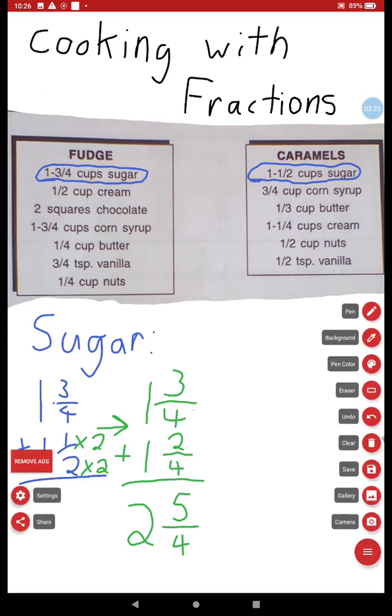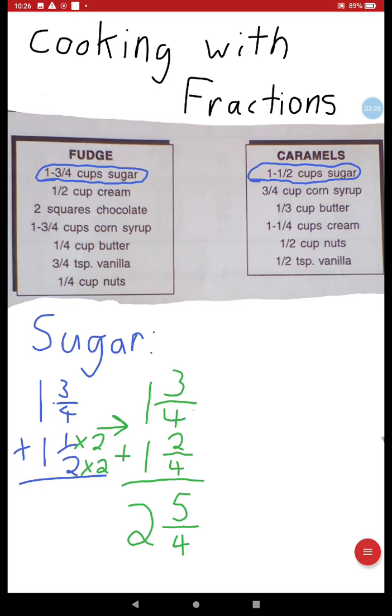So I need to simplify. Which one should go in the box? Very good. 5 should go in the box. 4 goes out of the box. 5 divided by 4 is 1. 1 times 4 is 4. 5 subtract 4 is 1. So I have 1 remainder 1.